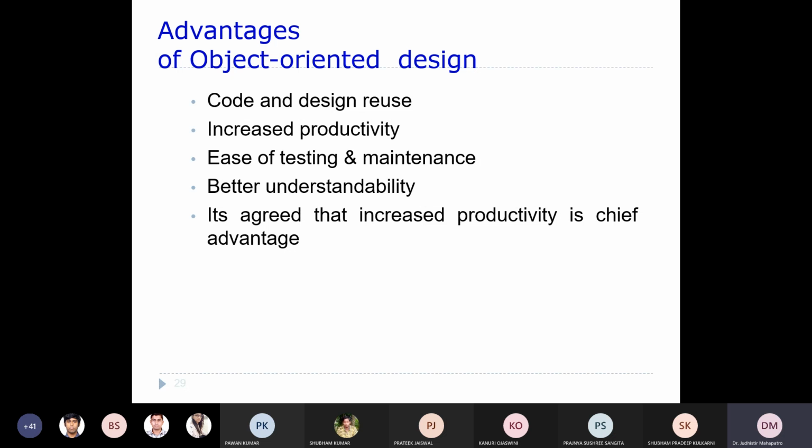So what are the advantages of this object oriented design? The first advantage here is code and design reuse. It helps in increasing productivity. It eases the testing activity as well as maintenance, and it increases understandability. As I told you, it increases the productivity. This is one of the very important advantages of object oriented design.